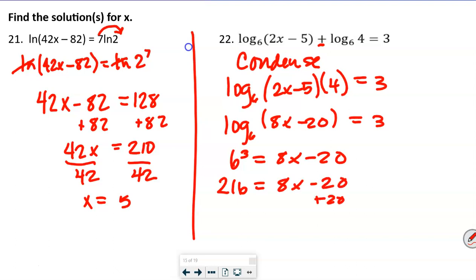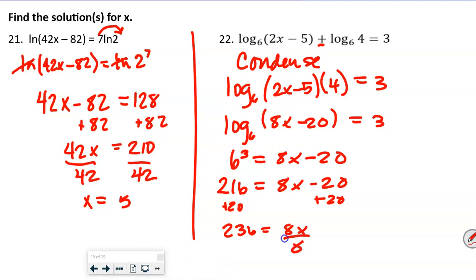Add 20 to both sides. So that's 236 equals 8x. Go ahead and divide both sides by 8. So x is equal to 29.5.